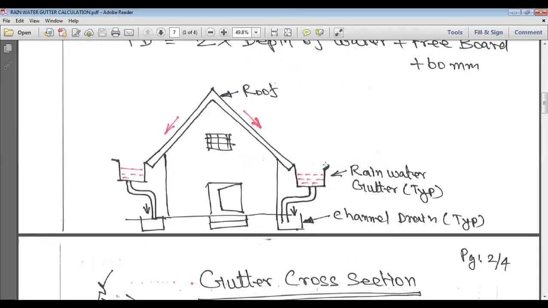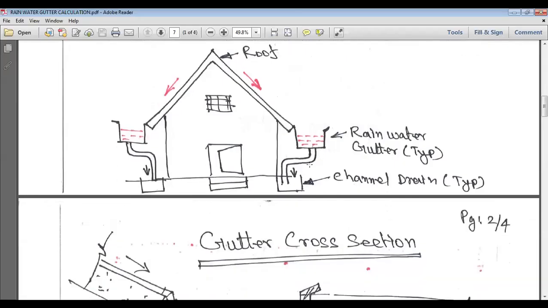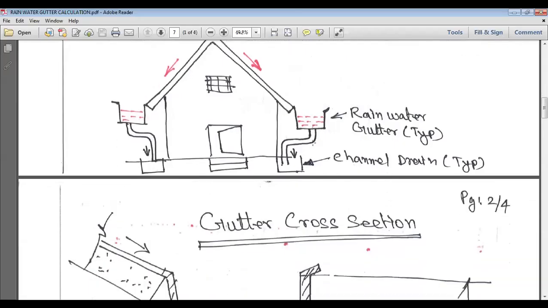So this is the gutter, the rainwater gutter. Typically, we have to give it on both sides. Otherwise, if the house has a slope on one side only, we have to give one side rainwater gutter only. After the rainwater gutter, this water will go into one pipe, the rainwater downtake pipe. This downtake pipe will connect into the channel drain.